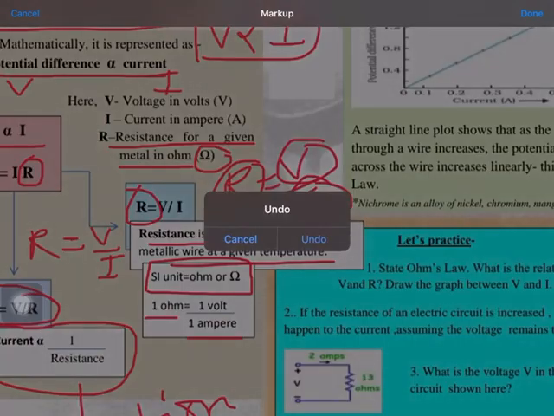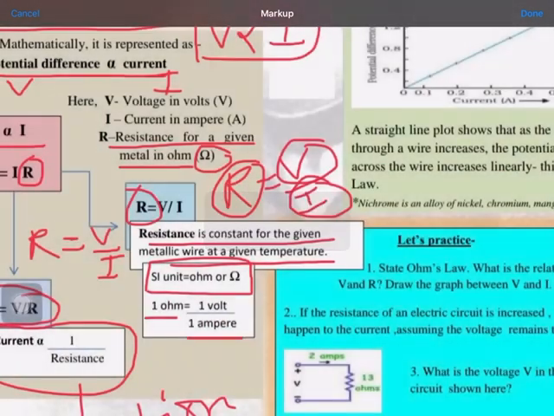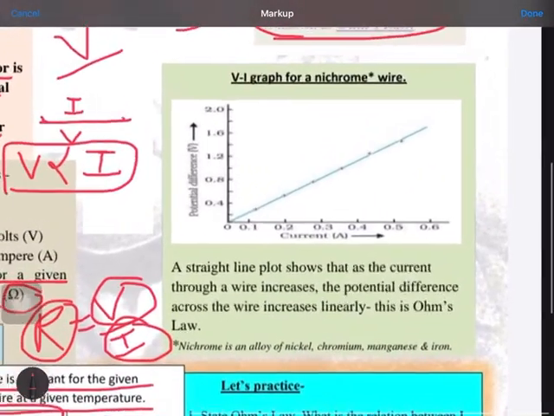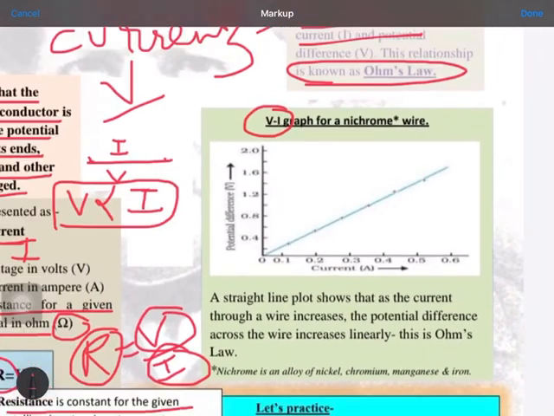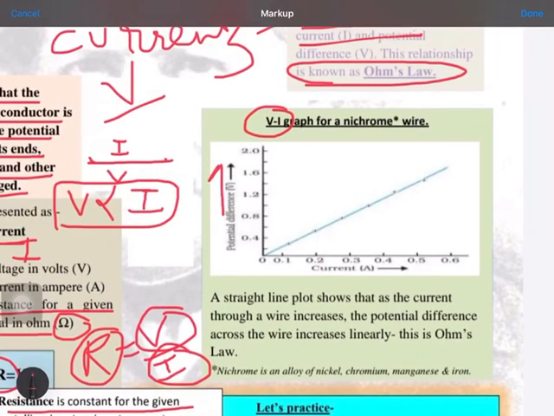Now next is, we can see from the graph also, a graph of nichrome wire is plotted for VI, that means potential difference and current. So we have taken potential difference on this axis, and on this axis we are taking current.